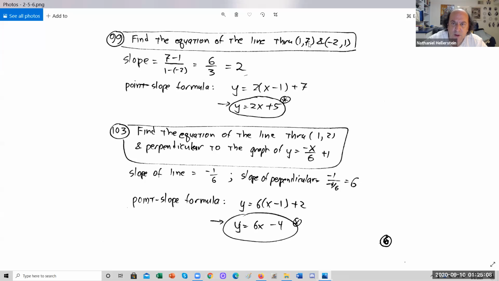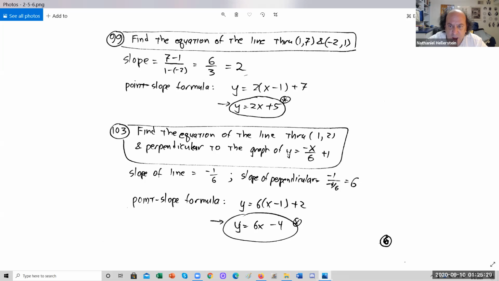Use 1, 7 in the point slope formula, so y equals 2, that's the slope, times x minus h, in this case it's 1, all that plus k, which in this case is 7. We distribute the 2 and simplify, get y equals 2x minus 5. So the line is the graph of this function.